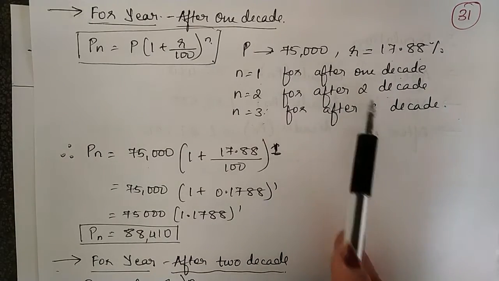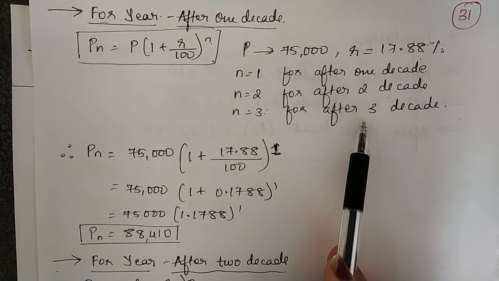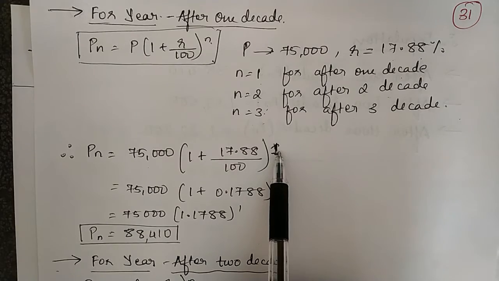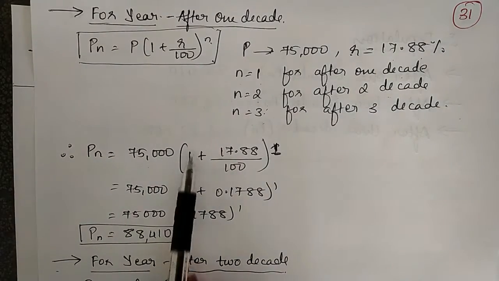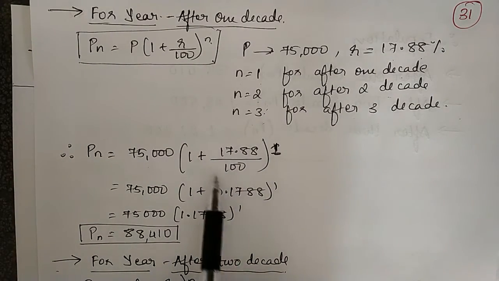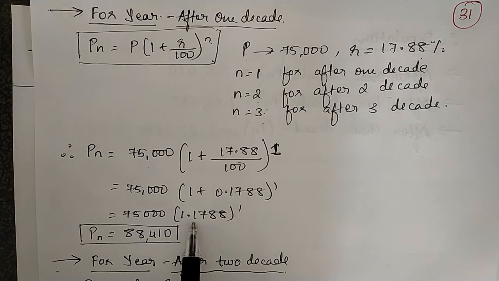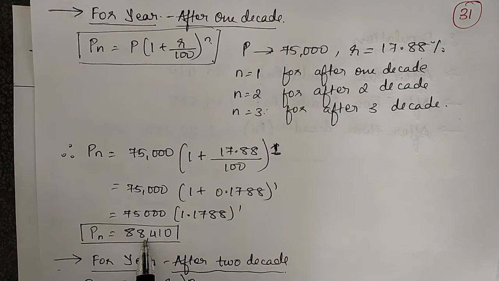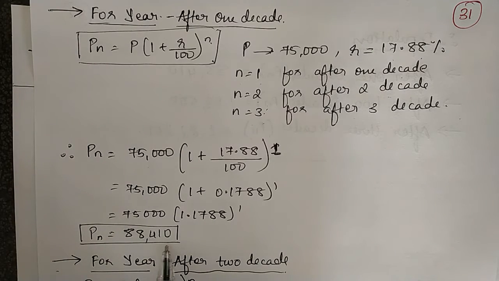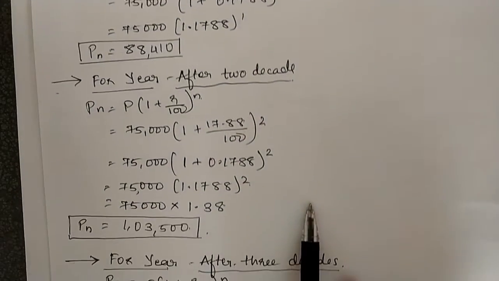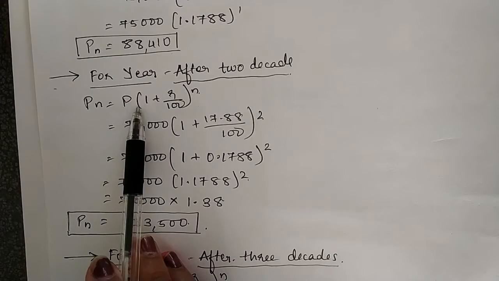I need the population after 1 decade, 2 decades and 3 decades, isn't it? So you are going to substitute n as 1 here. Similarly, go on solving. Solve this division first, raised to 1. Then 1 plus 17.88, and raised to 1 it is, so it will be same. Multiply these two terms, you will get 88,410. So population for after 1 decade is 88,410. Similarly, when I go with after 2 decades, same formula we have.